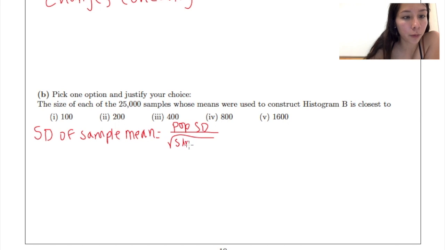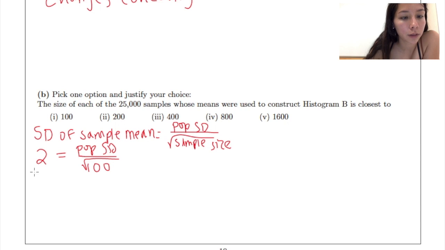So in the case of number 1, we already know the SD of the sample mean, which is 2. We don't know the population SD, but that's what we're solving for. And we know the sample size is 100, so square root of 100 is going to be 10. So 2 equals pop SD over 10. So the population SD is equal to 20.